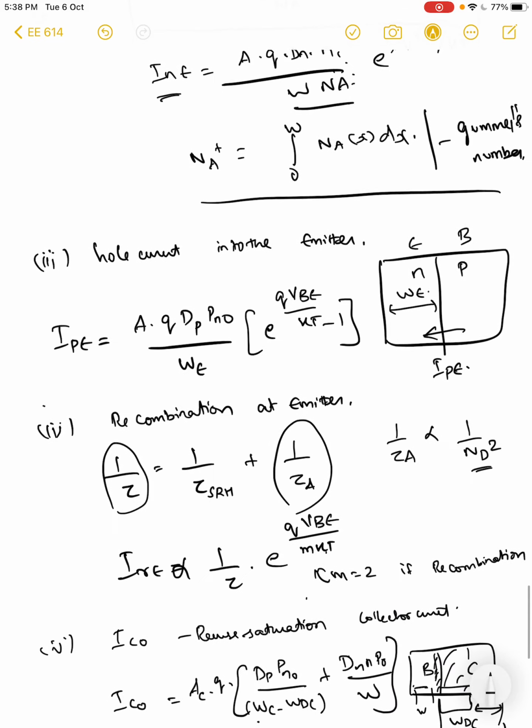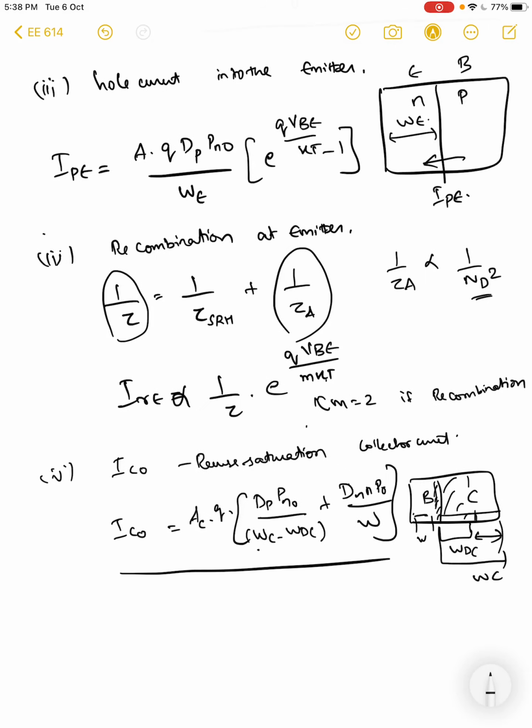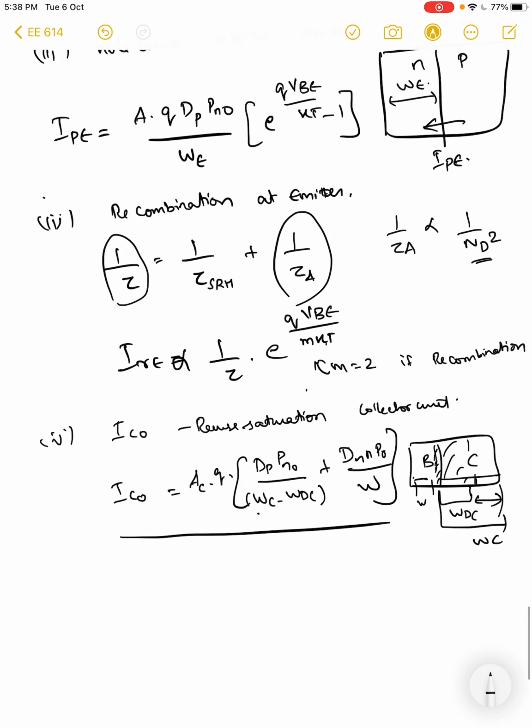And we saw the hole current in the emitter to be the standard PN junction forward bias hole component. We saw the effect of recombination in the emitter. The same thing can be written for the recombination current in the base as well, right? The equations are just the same. And we saw the expression for the reverse saturation current in the base collector reverse bias. So with this statement, we will stop on all the current components in the BJT.